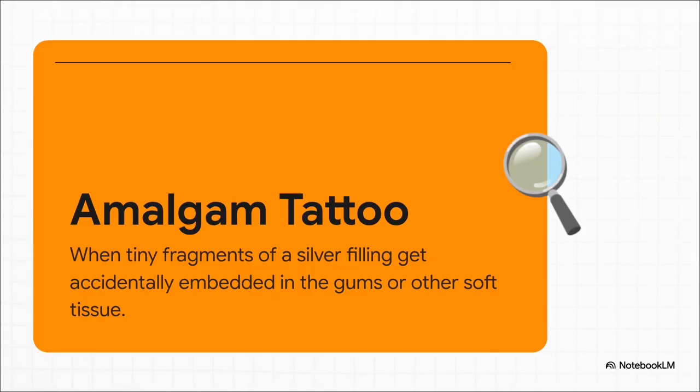Spooky, right? Okay, this one is fascinating. An amalgam tattoo. And no, it's not ink. This is what happens when a tiny little piece of a silver filling accidentally gets stuck in your gums or your cheek, maybe when an old filling was being removed, and on the X-ray, it just shows up as this little random bright spot out in the soft tissue where it's not supposed to be.